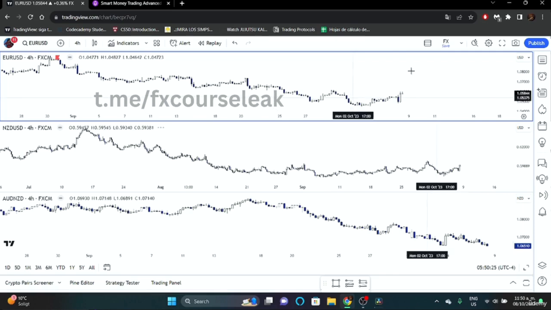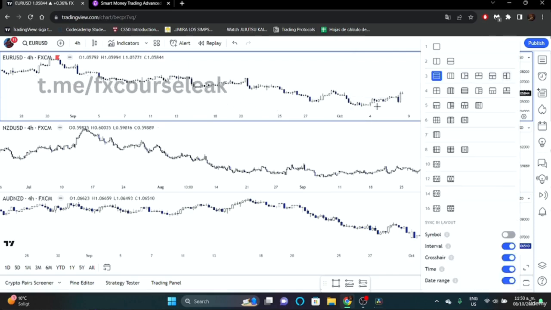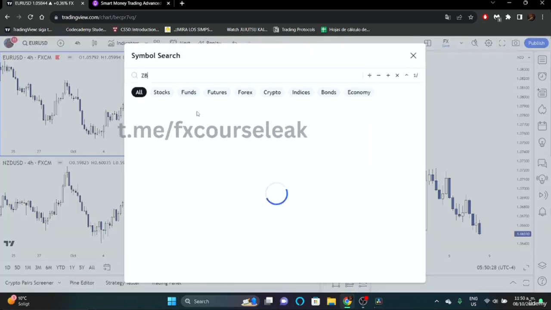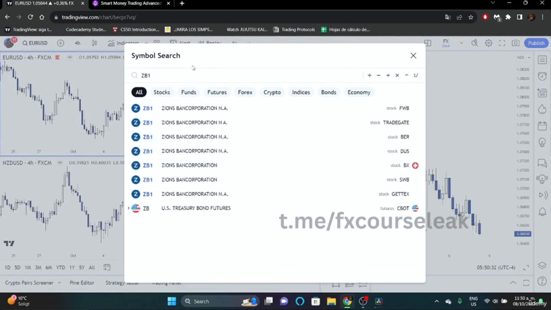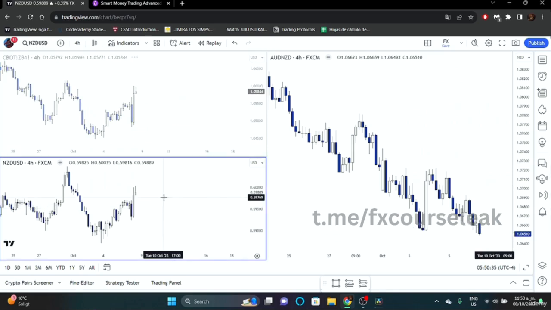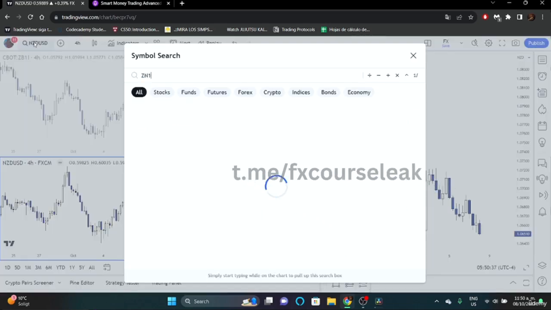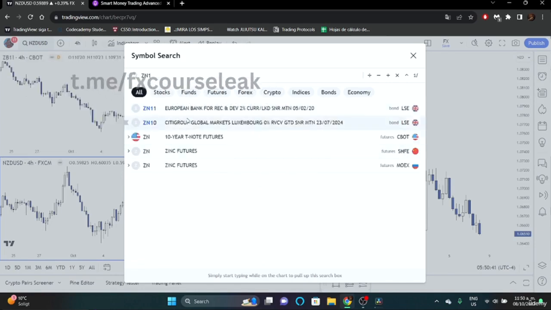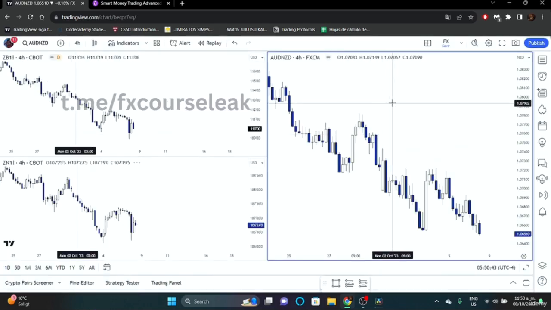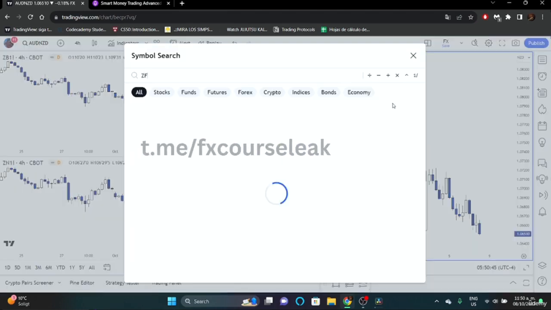Let's do this. No, this looks terrible. Let's do this. CB1. I don't know what's going on. TradingView is kind of pretty slow, so let's give it a minute. These are the treasuries. Okay.